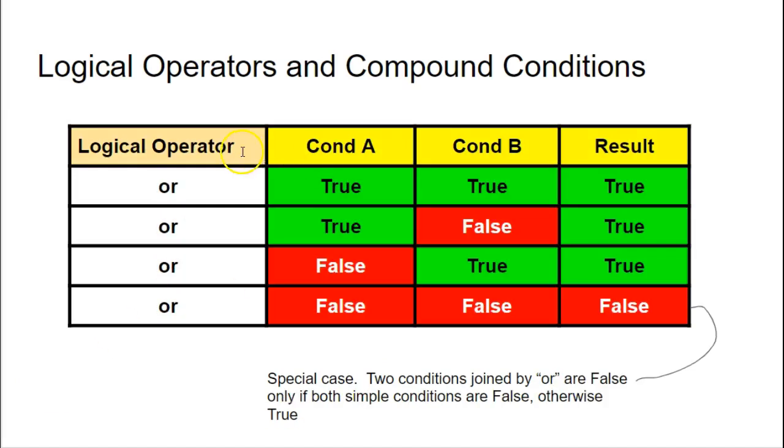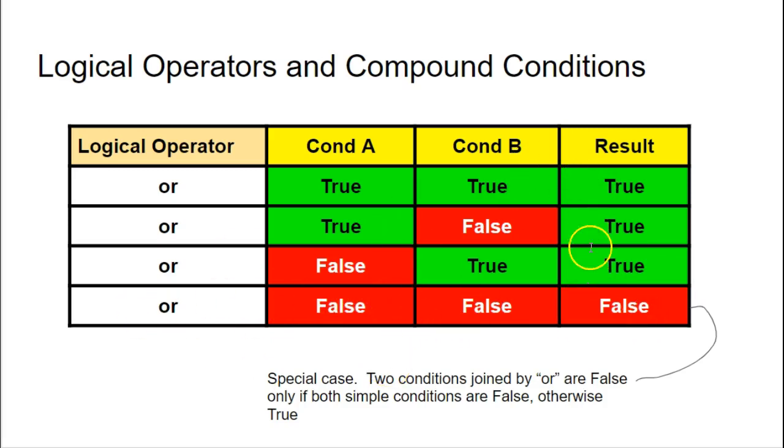So here we are again with another truth table. This is for the or logical operator. If I join a condition with or, and it's true or true, true or true is true. If this condition is true, this one is false, true or false is true. If this one's false, this one's true, false or true is true. And then if this condition is false, false or false is false.